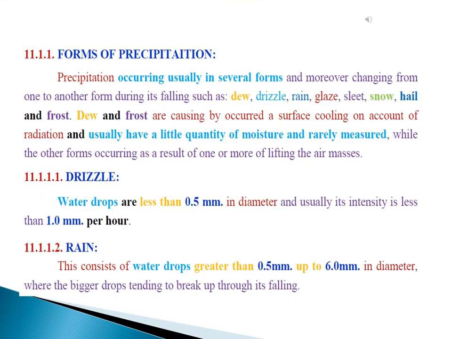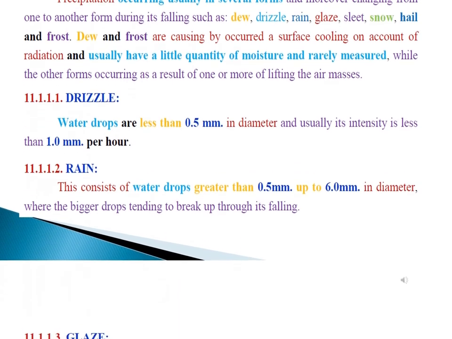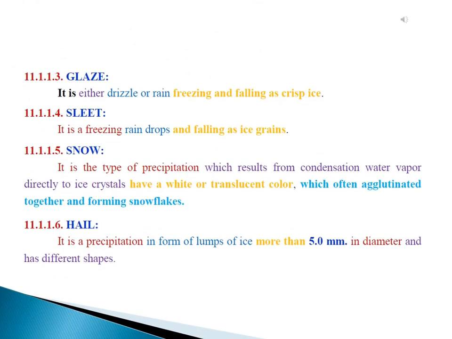Forms of precipitation. Really, precipitation usually occurs in several forms, and moreover, changes from one form to another during its falling, such as shower, drizzle, and rain. My dears, more forms of precipitation are hail, sleet, and snow.